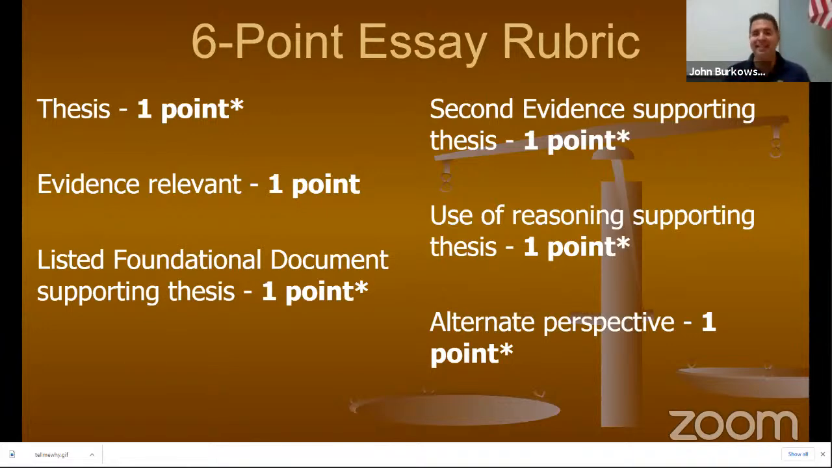Then we go to the second evidence. You bring in another foundational document, a political concept, court case, you name it. It could be from the list given to you. It could be the list of foundational documents provided by College Board. Or again, any political concept. But again, you have to explain how it supports your claim. Then that reasoning, that's about the explanation. And then alternate perspective. And I'm sure for some of you, this is a big struggle for me. Alternate perspective. We will get into that. We'll talk about how we can approach that.